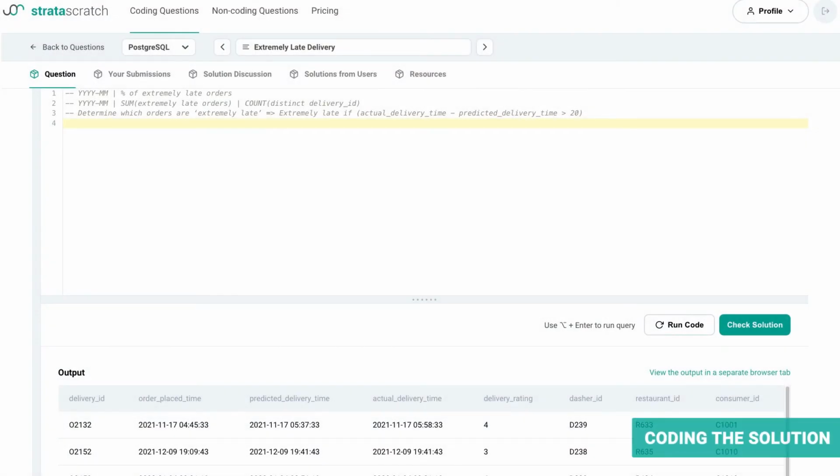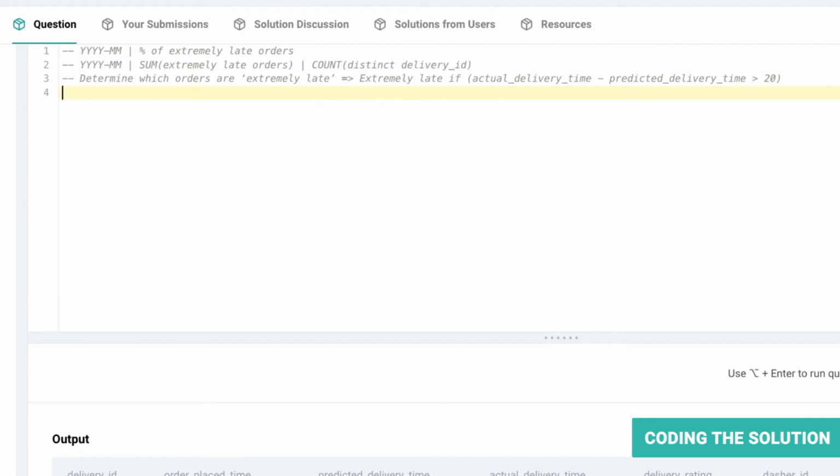So let's first get the two core ingredients of this solution, which is to identify the late deliveries and also extract the month-year information in the format required. Let's start with extracting month and year from the order place time column. To retrieve the specific information from a datetime variable, which is what this column is, there are several options available to us. First, we have the extract clause.